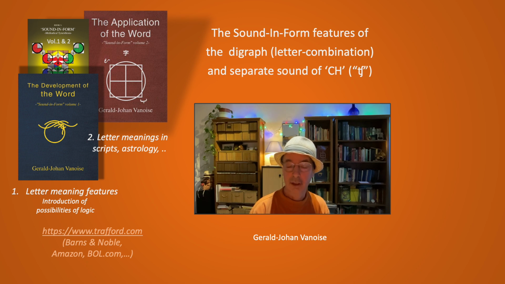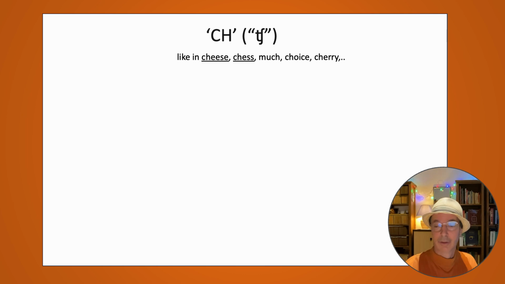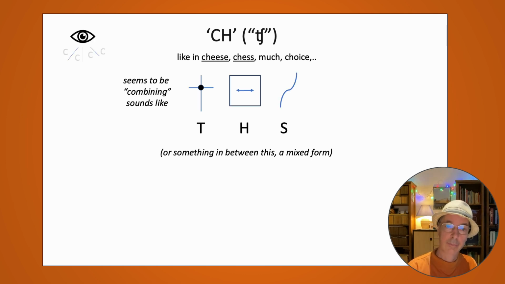And how shall we deal with them? How shall we interpret them in regard to positions in time and space? We will talk about and do a small investigation on the separate sound of ch, if I pronounce it well. So, okay. You know, this sound is to be found in words like cheese, chess, much, choice, cherry, that kind of words. And I will investigate most of them.